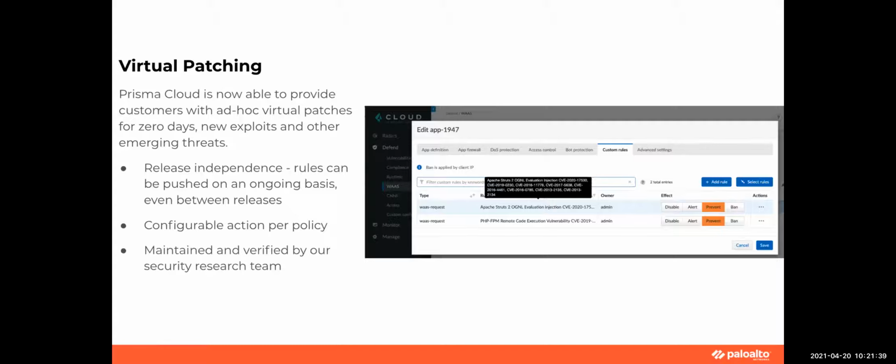Now, once a patch becomes available, you can then add it to any of your WAS policies and select the desired action. So you can set it on alert for a while. You can switch it to prevent, ban, whatever. Any action that is essentially available to you over the other firewall protections.